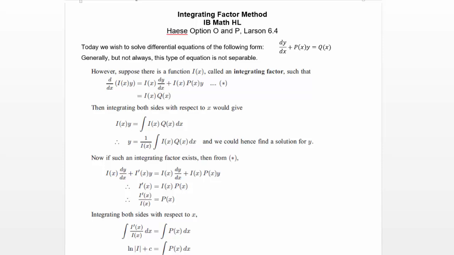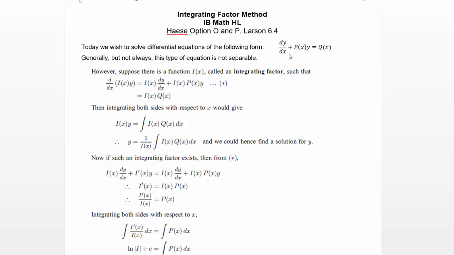In this video, I'd like to show you how to solve a particular class of differential equations using a method called the integrating factor method.